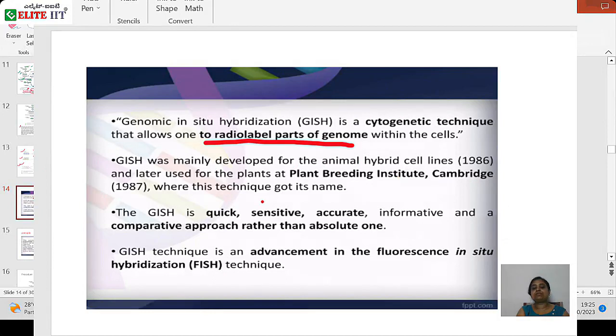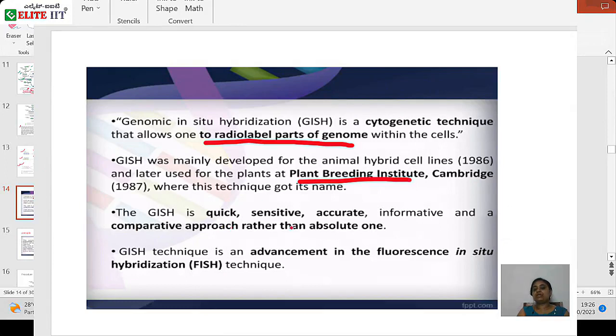Now, GISH was mainly developed for animal hybrid cell lines. Whenever in the laboratory you are making a hybrid cell line, in order to identify whether proper hybridization is done or not, you can analyze that. Later it was used for plants at the Plant Breeding Institute. Initially it started with animal hybrid cell lines, and next it was popularized in plant breeding systems.